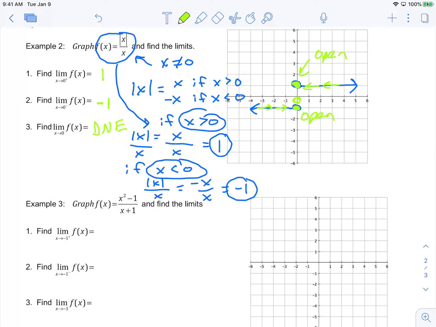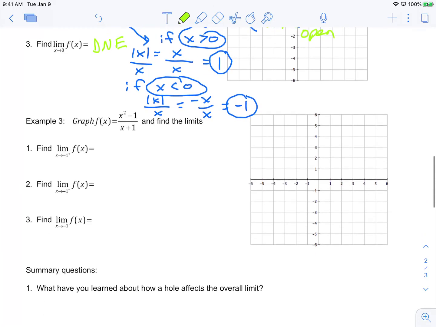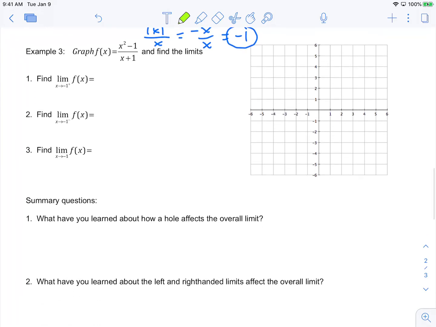If the limit from the right and the limit from the left are the same value, then the limit exists, regardless of what you see on the graph. All right, so last example. Here we have a rational function, and one thing that you're going to find is that it's always going to be helpful to factor and simplify first if possible when you're doing limits. Okay?